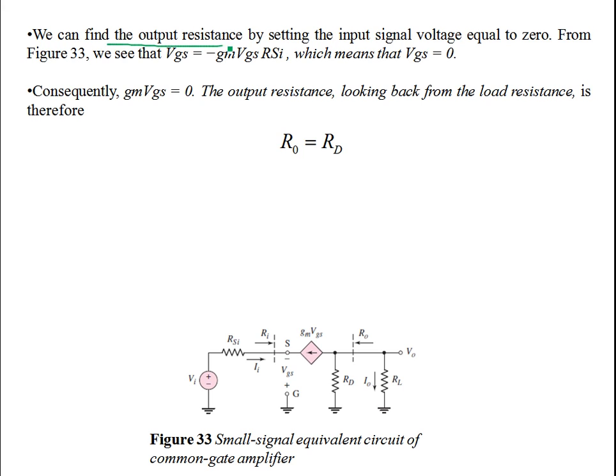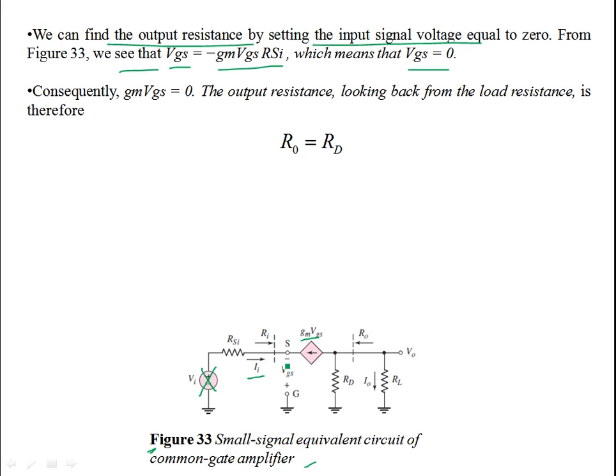Then if you want to find the output resistance, you can set the input signal voltage first to 0. So you have to kill this source over here. And from figure 33 we see if you do that, then VGS becomes equal to minus GM VGS times RSI, because we are taking II as minus GM VGS flowing into RSI. So minus GM VGS RSI has to be equal to VGS. Well, what does this mean? This implies that VGS should be 0. So this equation is satisfied only when VGS is 0.